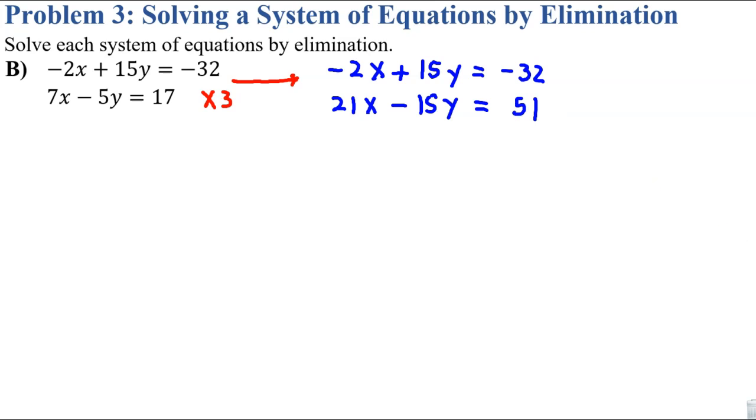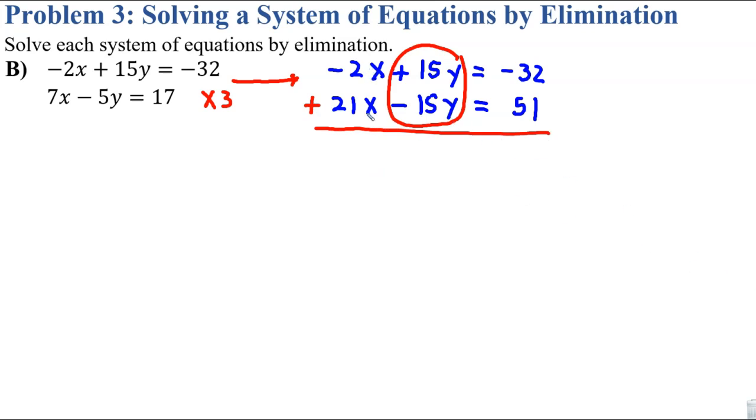Now what I have is a set of variables that will cancel out. It's going to be the y's again in this case. It could be the case where I have to multiply both the top and the bottom to get in terms of a common number, but this one will be a little simpler. So now that these will cancel, just like in the last problem, I can add these two equations together.